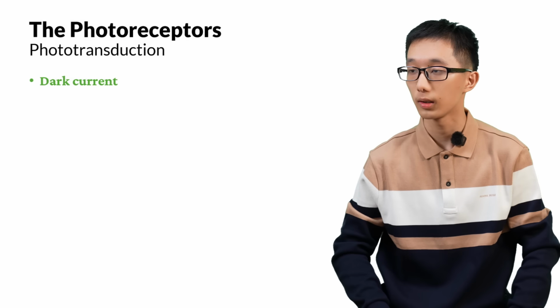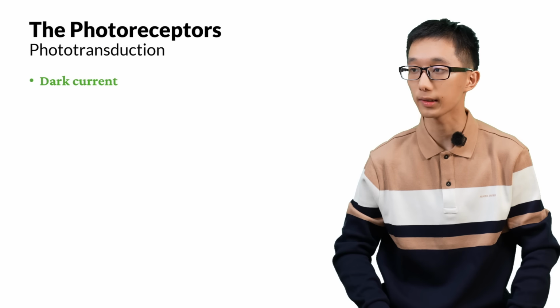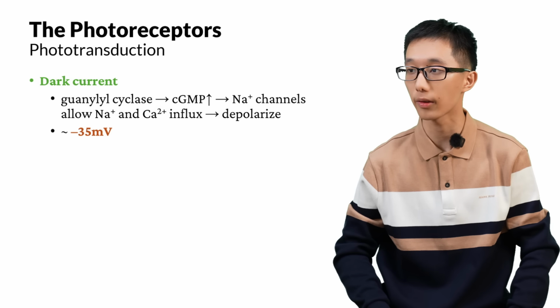Phototransduction. When in the dark, the photoreceptors are actually depolarized. This is somewhat surprising. In the dark, guanylyl cyclase is active, which increases the concentration of cyclical GMP. These cyclical nucleotides open sodium channels, which allows sodium and calcium to flow in, and depolarizes the cell. This keeps the membrane potential of photoreceptors at around -35 microvolts, which is higher than the normal resting membrane potential.